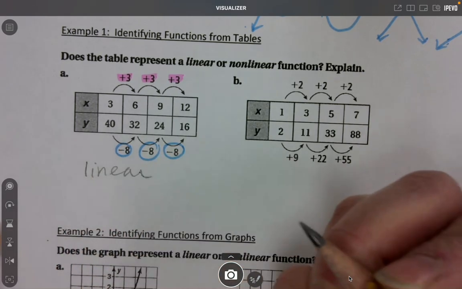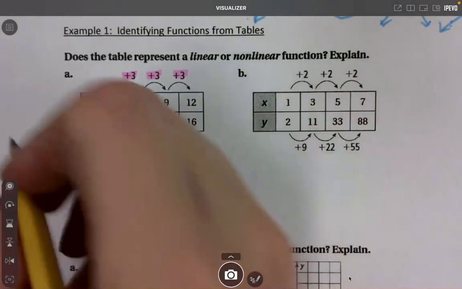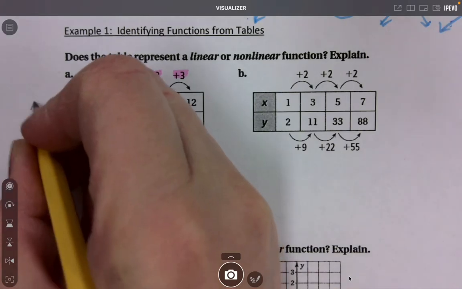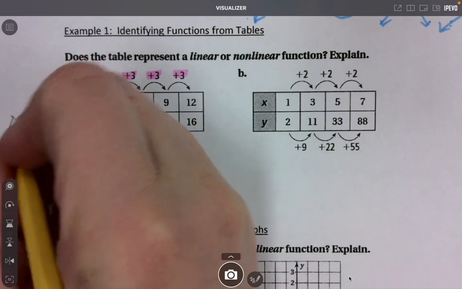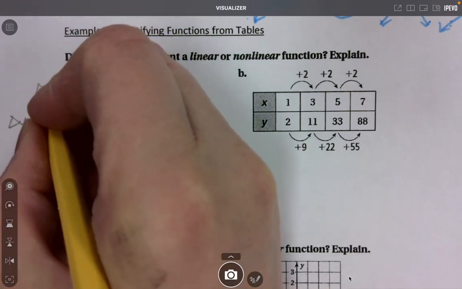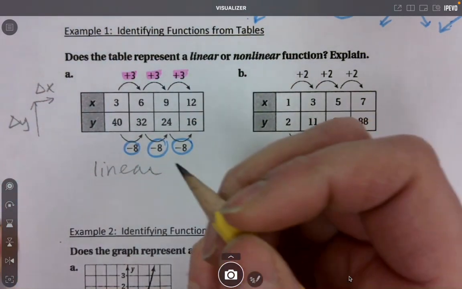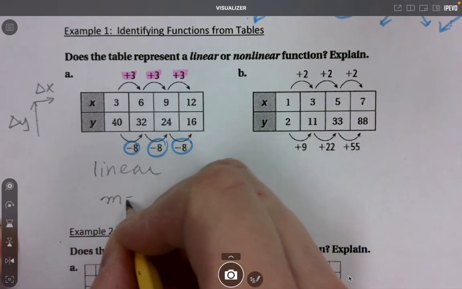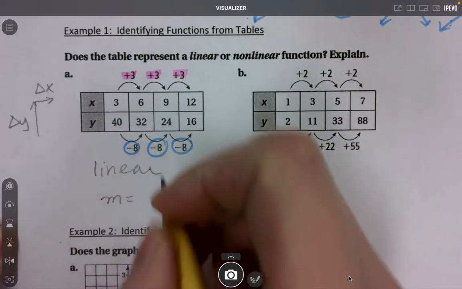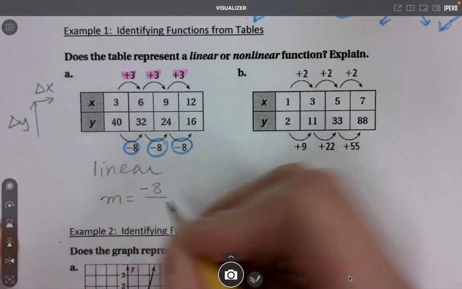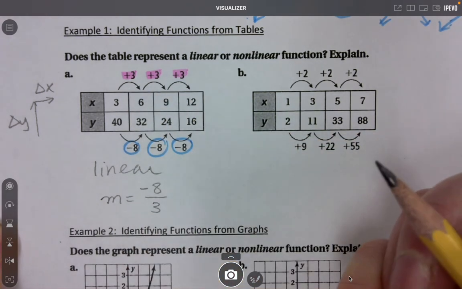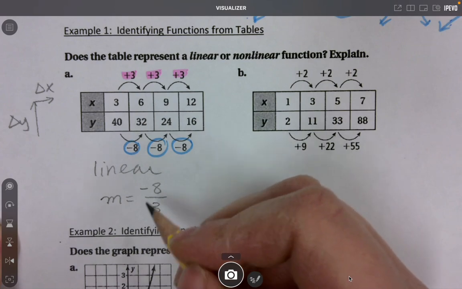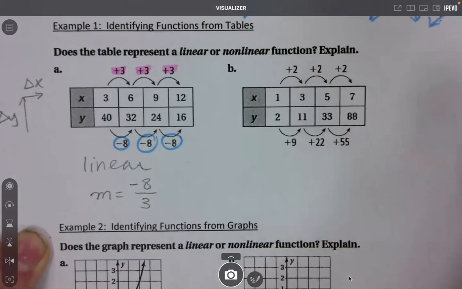And remember, when we graphed, our slope was like rise over run. So we went up and then we went over. And that up number was our change in y, and the number that we went over was our change in x. So if I wanted to write my slope as a fraction, I would put my change in y, my -8, on top, and then my x was a 3. So that would be my slope for this graph. Hopefully this is all making sense and connecting back to things we already know.